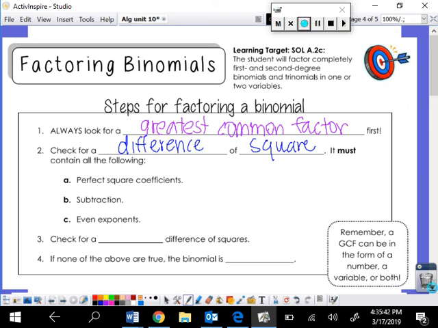Once we check for the first difference of squares, if you can factor it, then you need to check for a second difference of squares. So we want to see, are one of the factors that we just got, are one of those another set of difference of squares? Okay, and then if you check these three things, 1, 2, and 3, and none of that is true, then the binomial is prime. Okay, so like we said before, if you can't do anything to the binomial, it will just be prime, and you leave that as your answer.